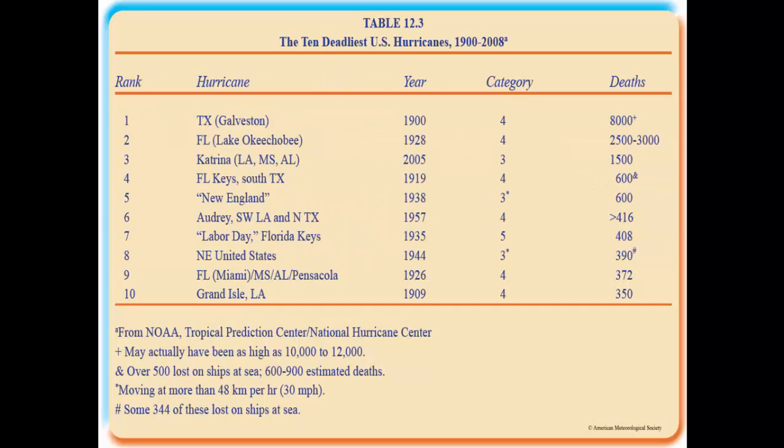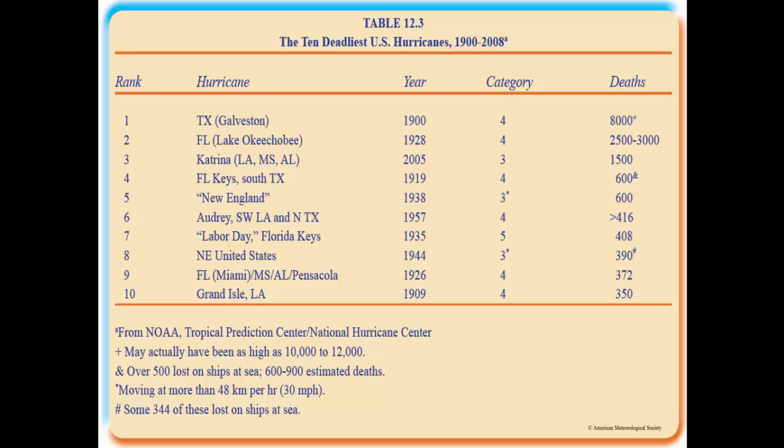Now here's a table of what we call the 10 deadliest hurricanes in the United States from 1900 to 2008. And still, nothing compares to the Galveston hurricane back in 1900. If you're not familiar with Galveston, it sits on Galveston Island. It's very low level, not far above sea level at all.